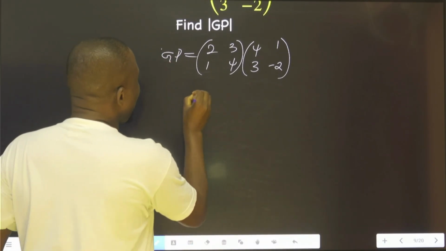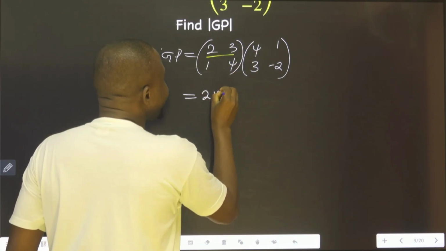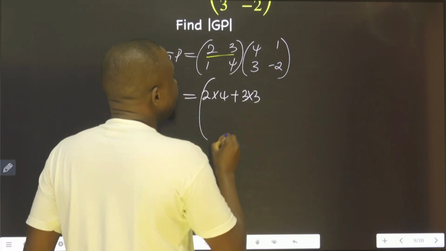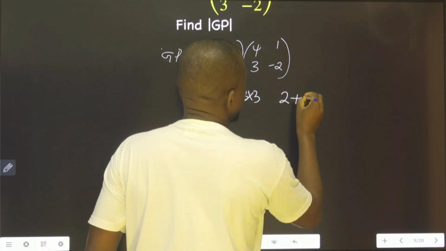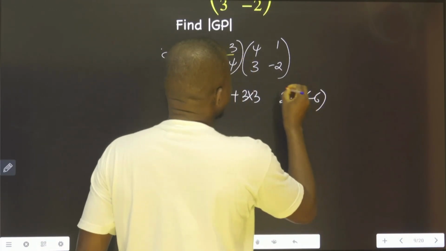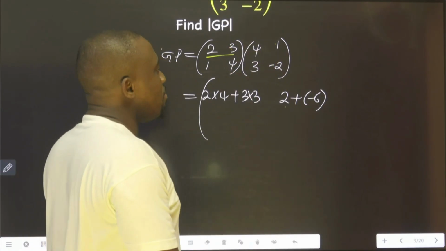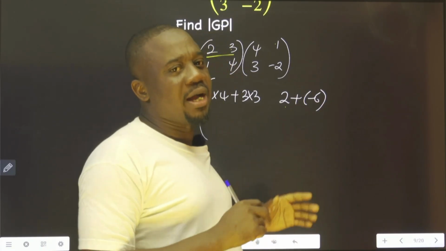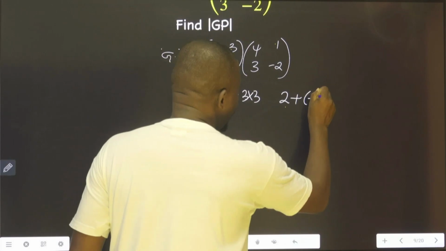This is equal to this multiplied by this. That is 2 times 4 plus 3 times 3. This is what? 2 plus minus 6. That is, this multiplied by this is 2. This multiplied by this is minus 6. If you don't understand this, go and watch our multiplication of matrices. We have treated this already, okay?